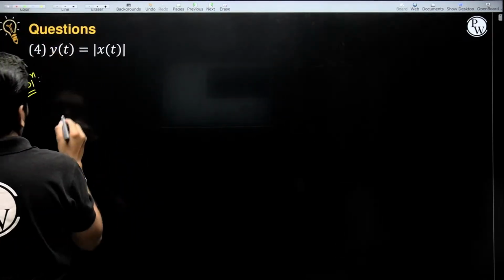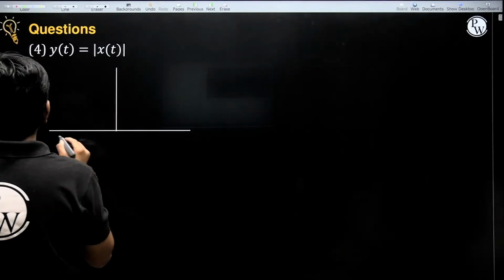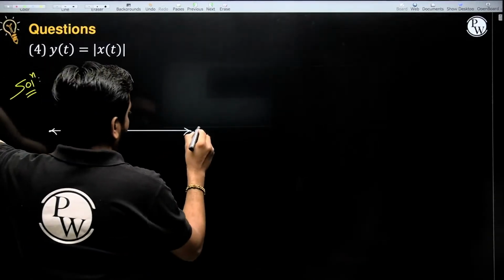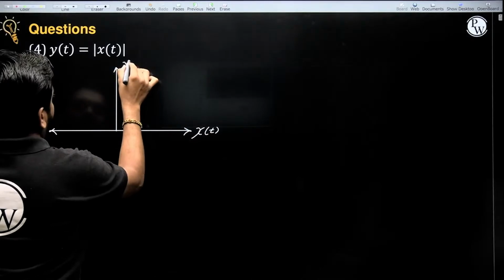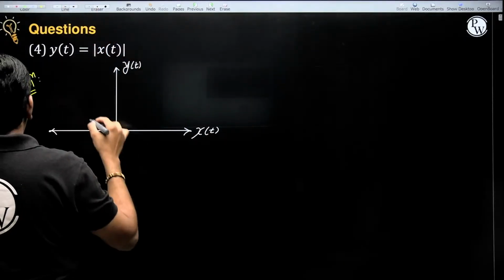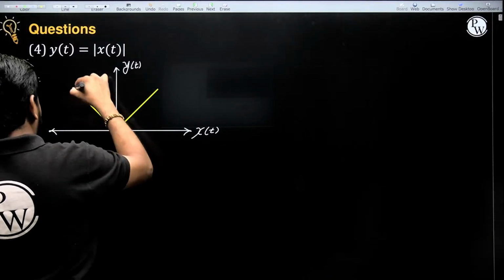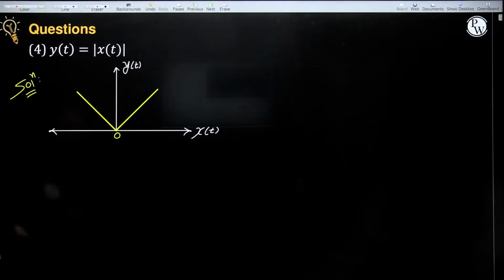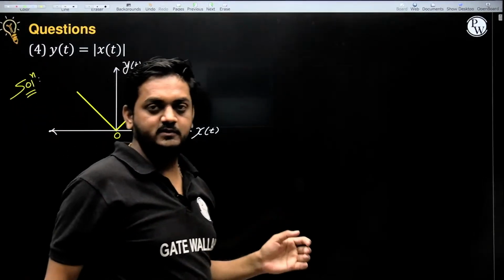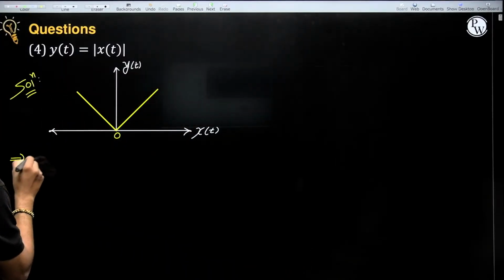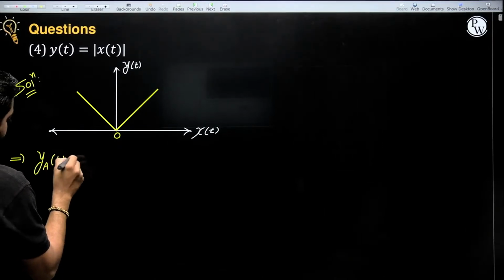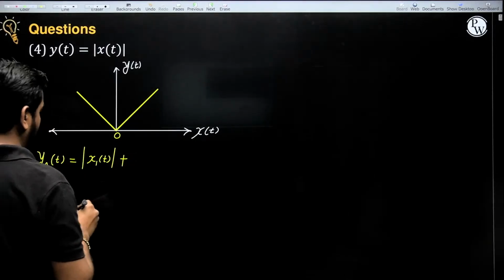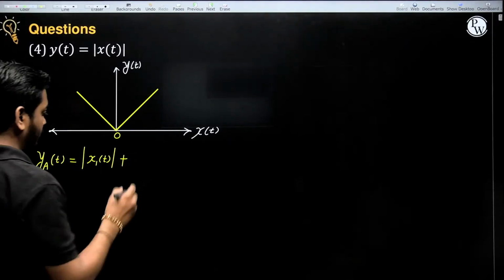See, if we plot the graph of y of t versus x of t, then it will show the magnitude of the amplitude of x of t as y of t. Graph is like this. Mod. So this is not a straight line passing through origin. That's why the given system is non-linear. And you can say this is the response due to individual input.